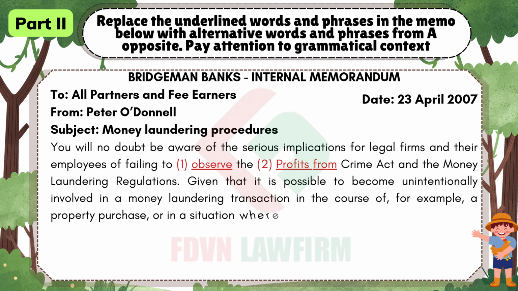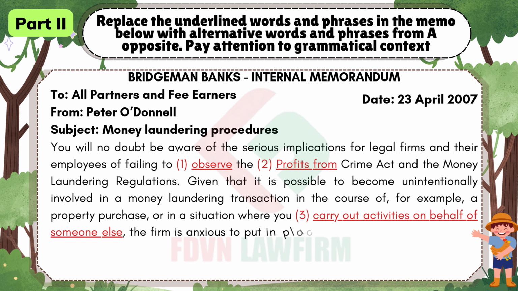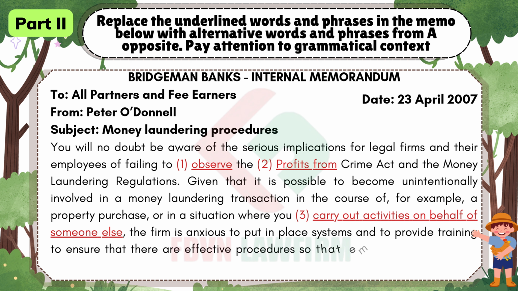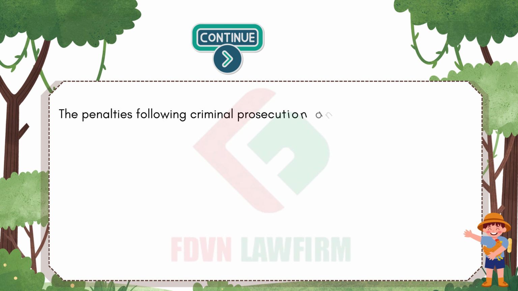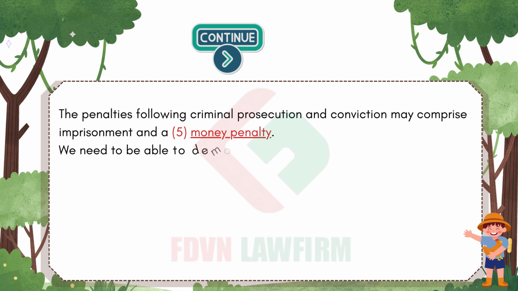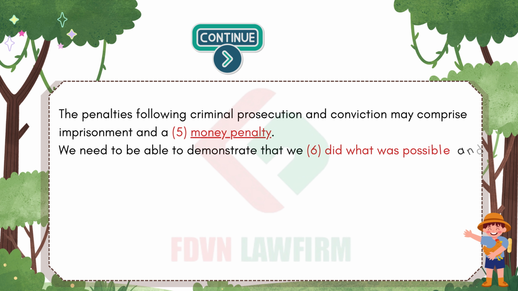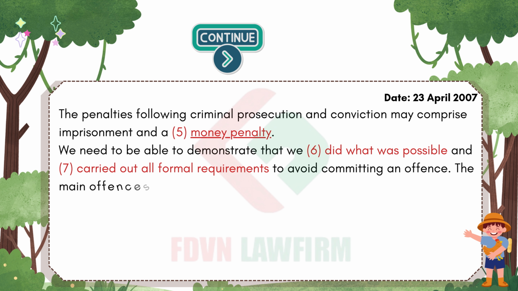Given that it is possible to become unintentionally involved in a money laundering transaction in the course of, for example, a property purchase, or in a situation where you 3. carry out activities on behalf of someone else, the firm is anxious to put in place systems and to provide training to ensure that there are effective procedures so that employees do not risk 4. breaking the regulation. The penalties following criminal prosecution and conviction may comprise imprisonment and a 5. money penalty. We need to be able to demonstrate that we 6. did what was possible and 7. carried out all formal requirements to avoid committing an offense.